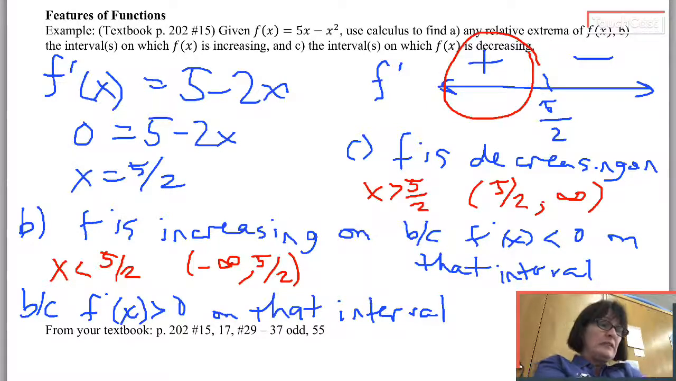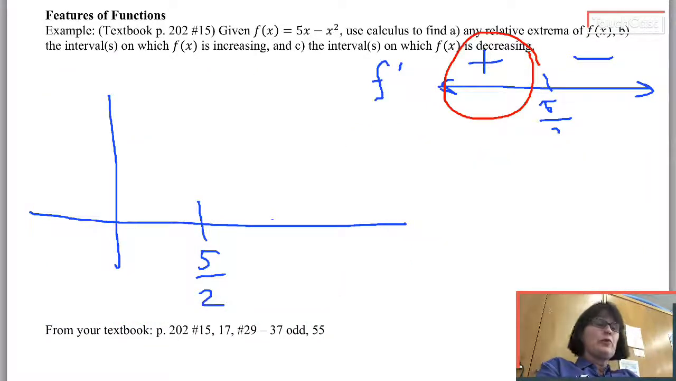So this one was pretty easy, less complicated than the last example we did where we made a sign chart because I only had 1 zero. So there are only two sections of the number line to test from. So we'll do lots more practice with both kinds. So now it's time to go back and answer question A. I want to know where there are any relative extrema of f of x.